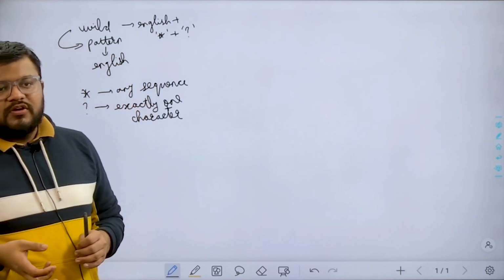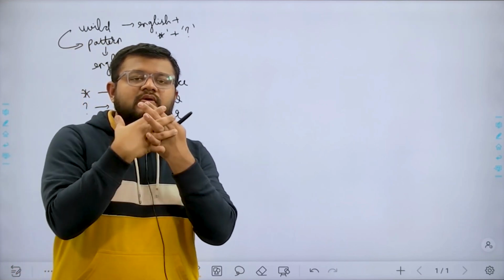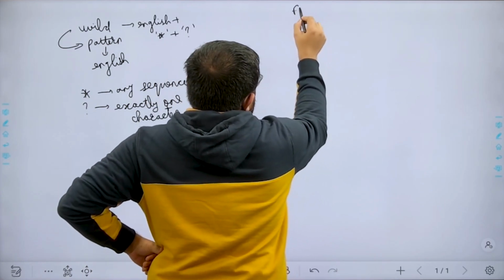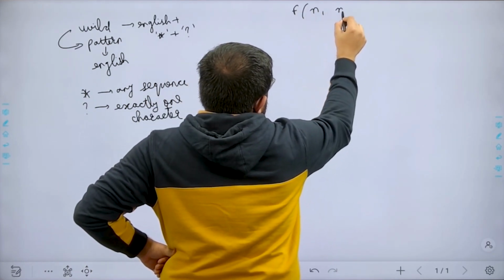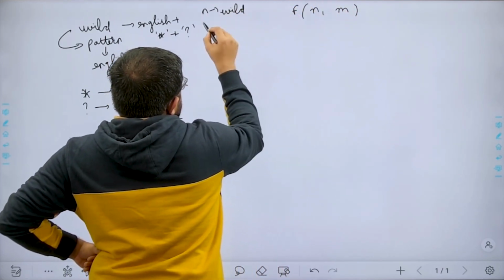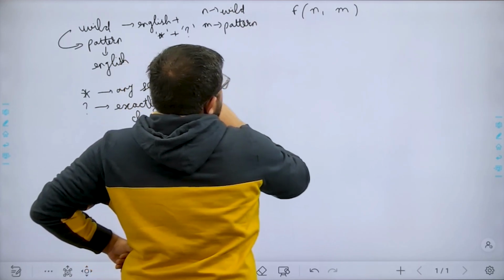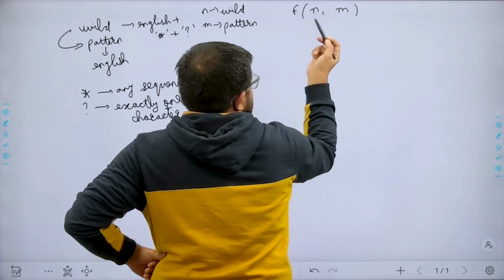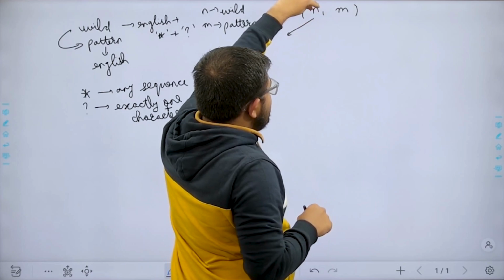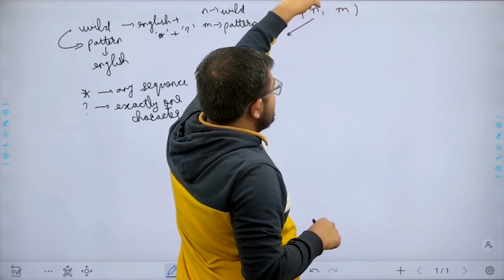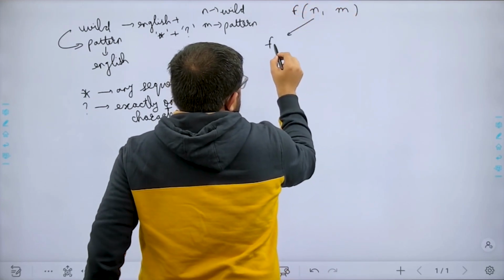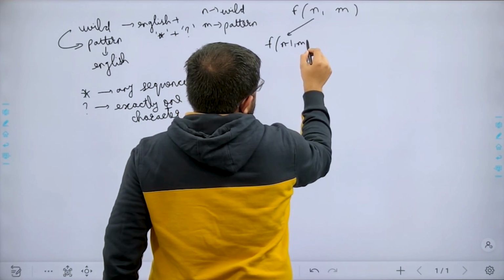So what can be the brute force method? The brute force method for this will be to just recursively try all the possible combinations. For example, I will call a function which will take n and m, where n is the length of the wild string and m is the length of the pattern string. Now there can be multiple cases. First, this is the wild string, this is the pattern string. Let's say the n-1th character and the m-1th character of both of them are the same. Then I will say that function of n-1 and m-1 should match.